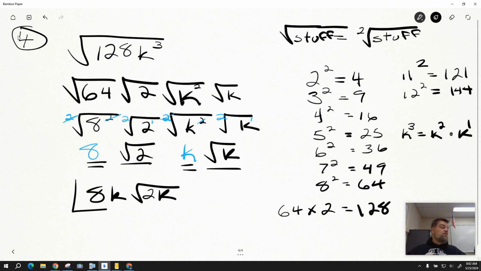Now that's a tough one because you can't do it in your calculator. You're going to have to know the properties of square roots. So make sure you write all this down, all right?